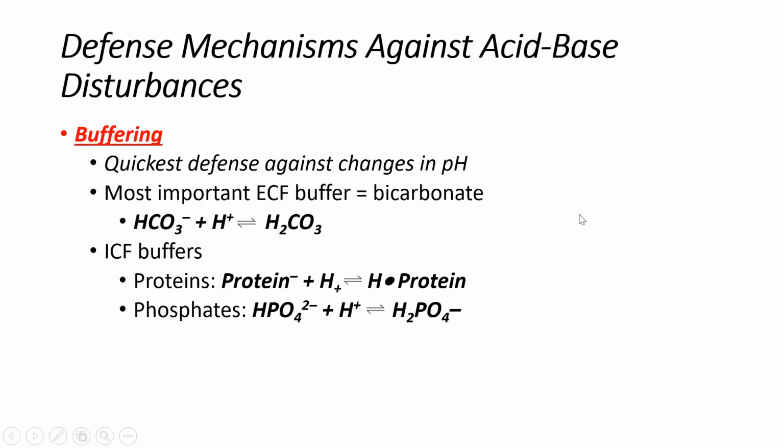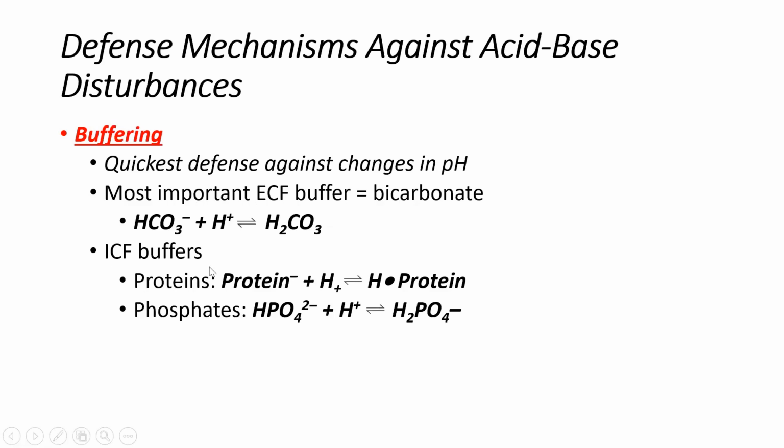Okay, so here we've got, this is pretty much a bit of repetition from what we talked about before, but we're talking about some of the main buffers. In our extracellular fluid, the main buffer is bicarbonate. I talked about hemoglobin being one, but bicarb is probably the more important buffer in terms of our extracellular fluid. And that is going to bind up some of this excess hydrogen ions and buffer pH changes in the extracellular fluid.